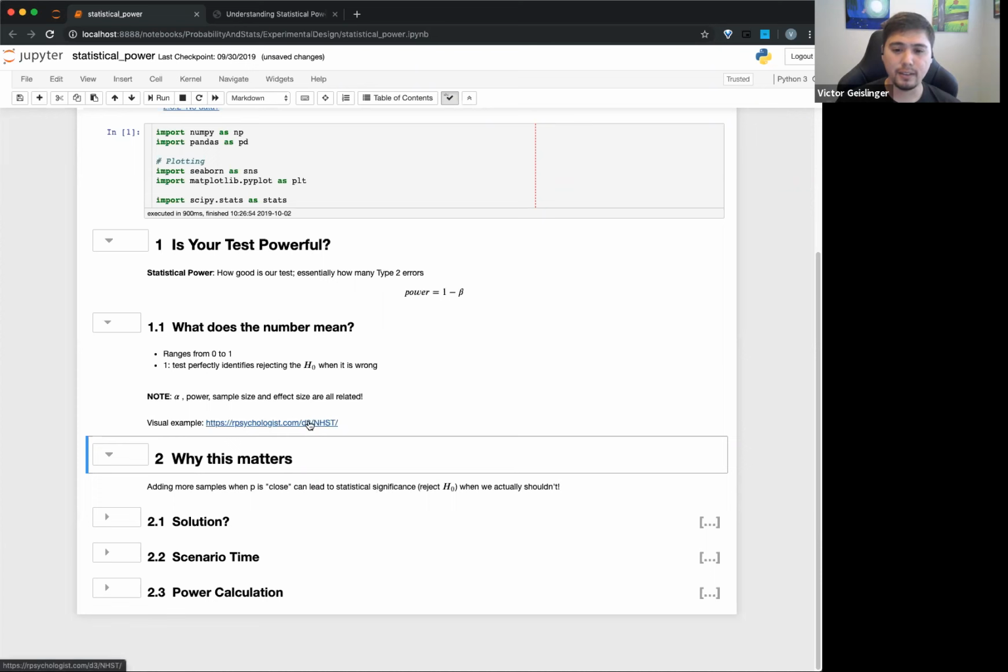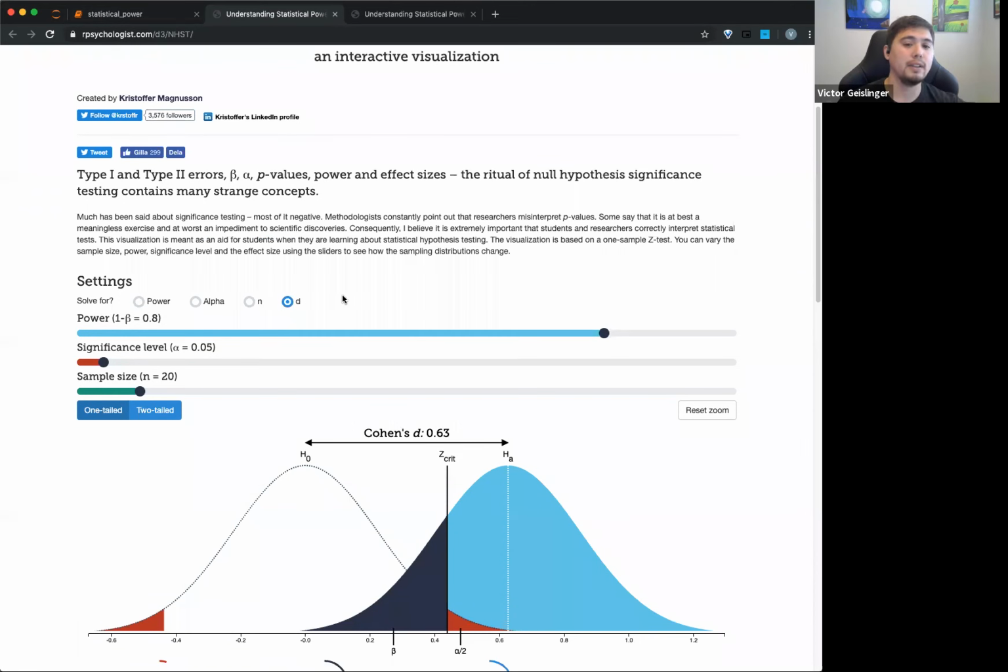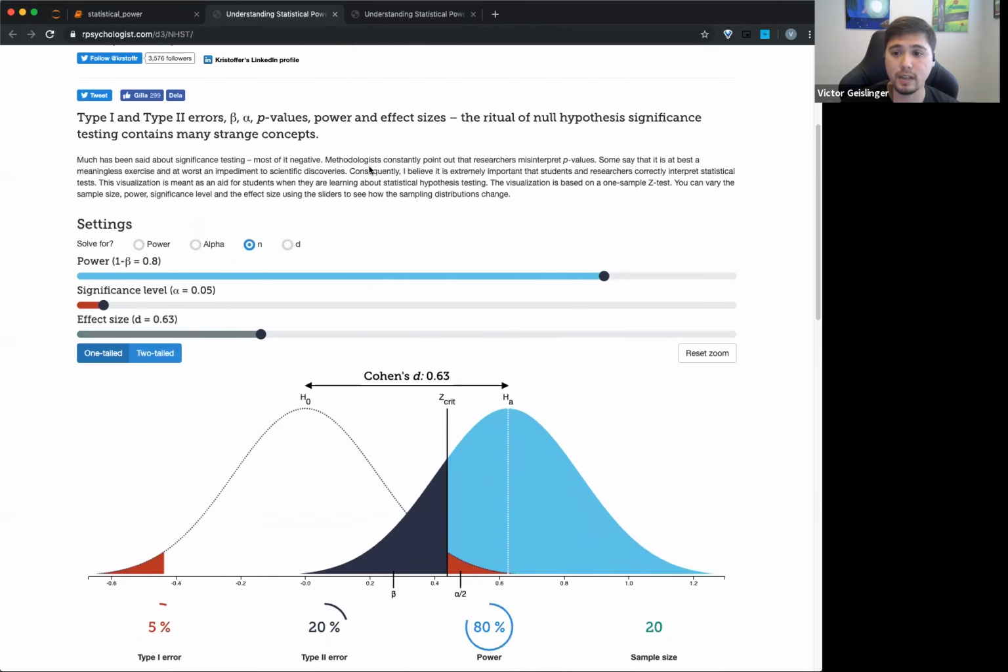I think I sent in the chat a visualization that I absolutely love, for understanding statistical power and significance. They have a few different visualizations, but I think this is a perfect one. I'm going to go into this n here, so we're going to calculate n. The point here is that, I don't know if he actually talks about it, but you can imagine this is based on a one-sample z-test.